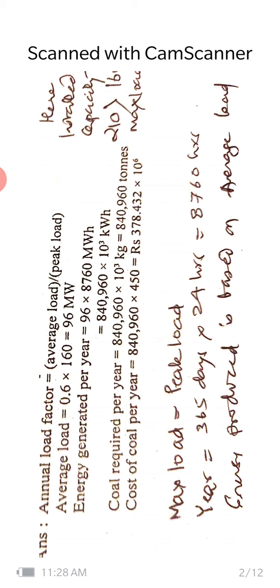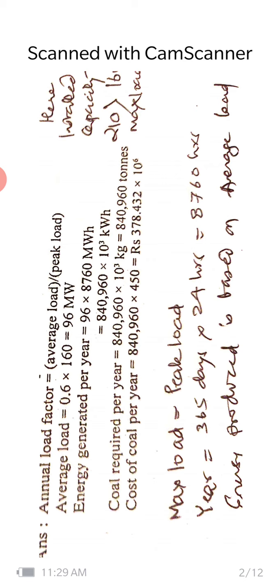And the energy which is produced is based on the average load, not on the maximum demand. Maximum demand, as I said, happens only for a brief spell of time. So the annual load factor is equal to average load divided by peak load. What is the load factor? It is equal to average load divided by the peak load. So rearranging this, average load is equal to annual load factor into the peak load.